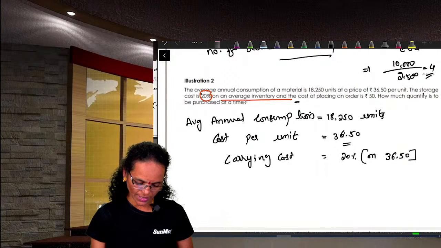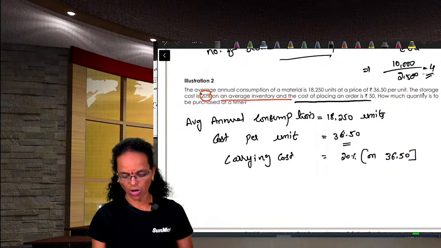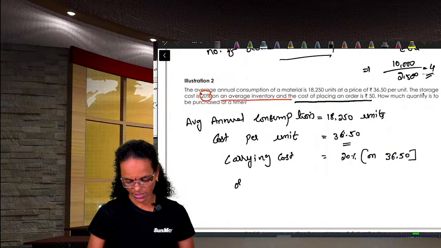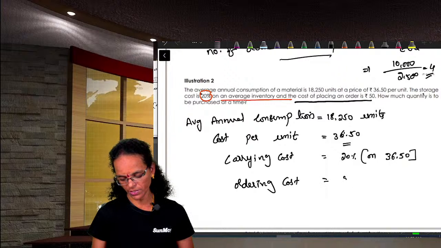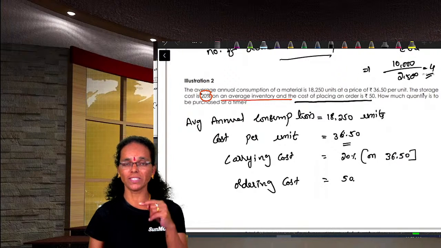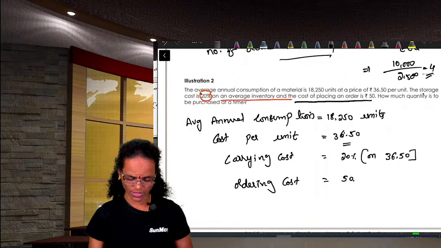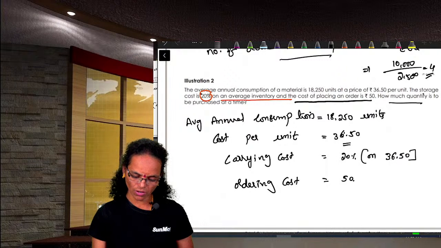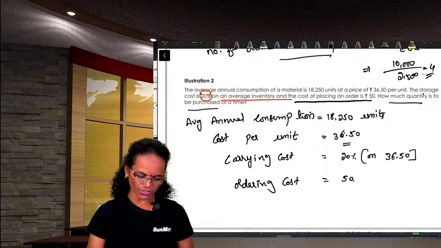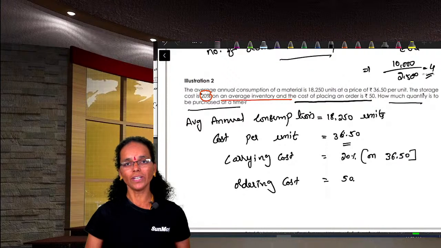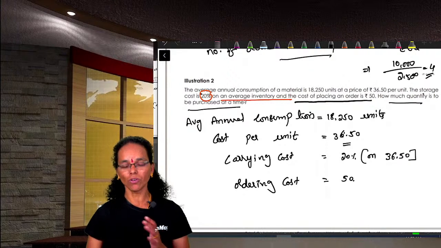Right. And the cost of placing an order is 50 rupees. That is nothing but ordering cost. Ordering cost is 50 rupees. For placing one order, it takes 50 rupees. How much quantity is to be purchased at a time? So, it is nothing but the economic order quantity they are asking.